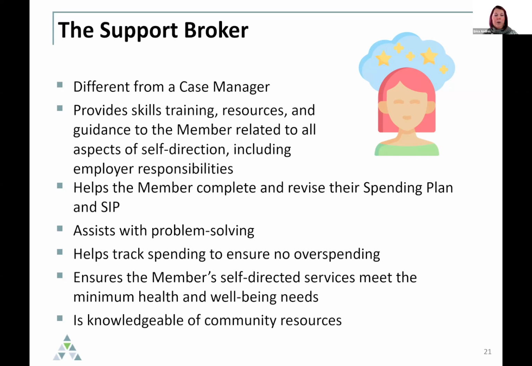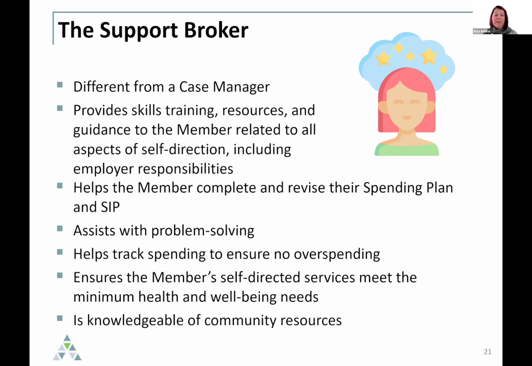They're also going to give you resources and guidance in all aspects related to self-direction. They're going to help you complete and revise your spending plan and your service implementation plan. They're going to really help with problem solving when those things come up. Maybe you're having a hard time with one of your employees or something like that. They're going to help you talk through it and figure out what the best solution is. They're never going to make decisions for you by any means. They're just going to help you come up with some different solutions and see which one you think is best.